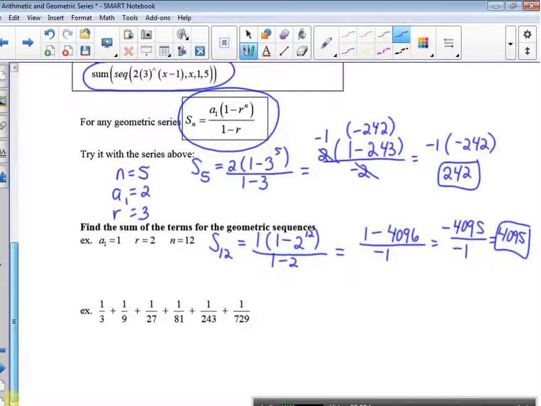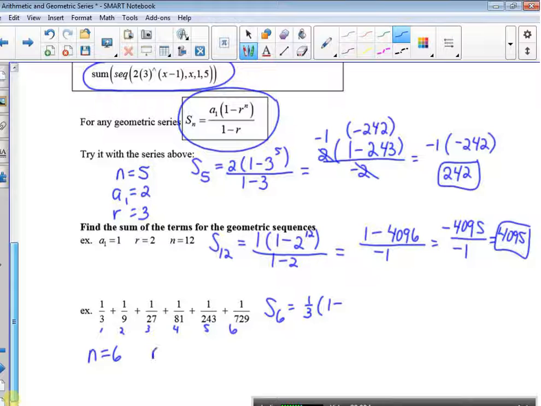This next one, if we didn't want to add these fractions together by getting a common denominator and using our calculator, we can also use the formula for this. So I have 1, 2, 3, 4, 5, 6 terms, so n is equal to 6. So I'm looking for the sum of 6 terms. The first term is 1/3, times 1 minus r.